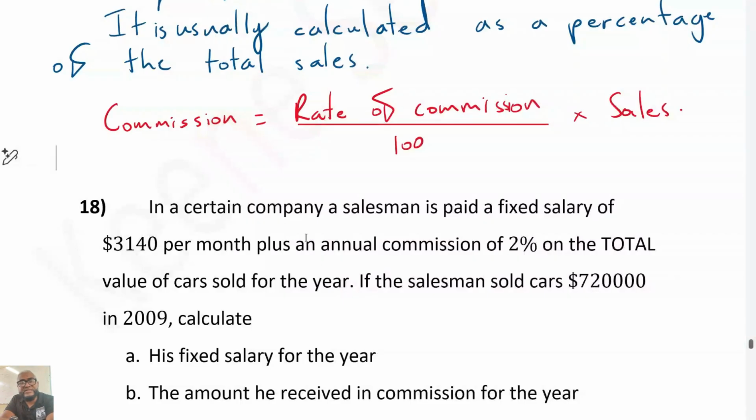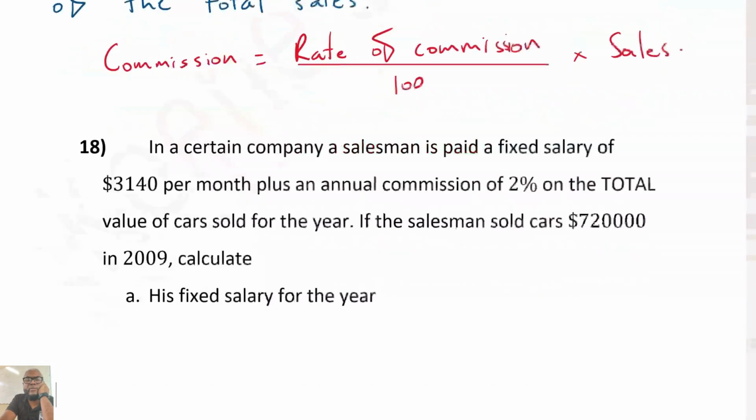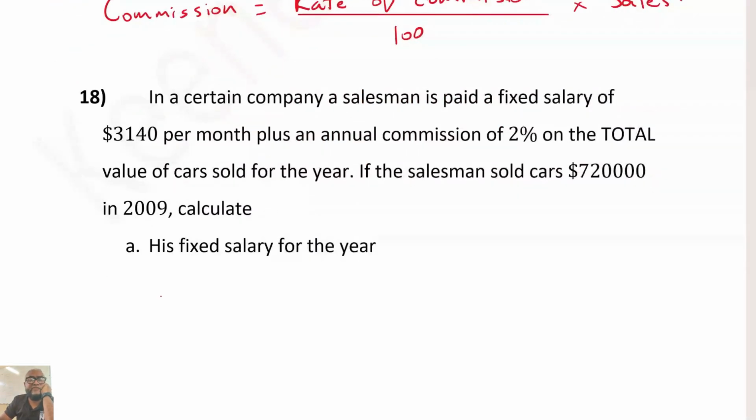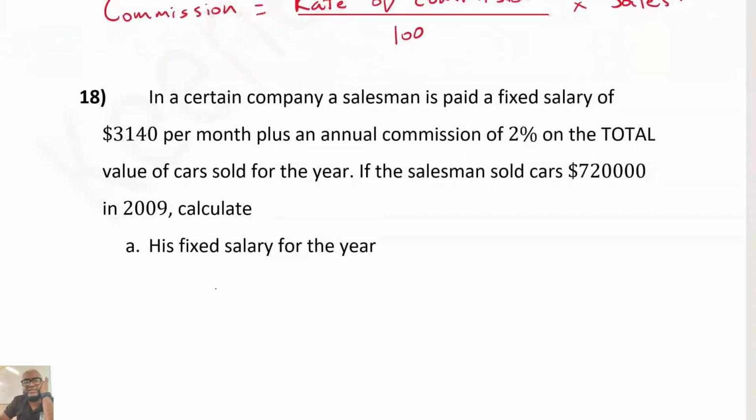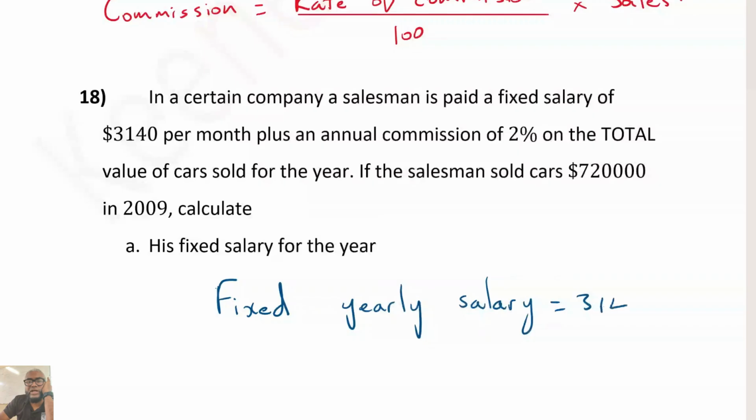So if the person is working for 3,140 per month, what will be the fixed salary? How many months in a year? They want the yearly fixed salary. This is 3,140 multiplied by 12, which will be what? 37,680. Right? That's the fixed salary.